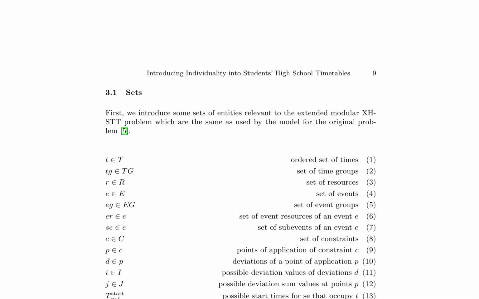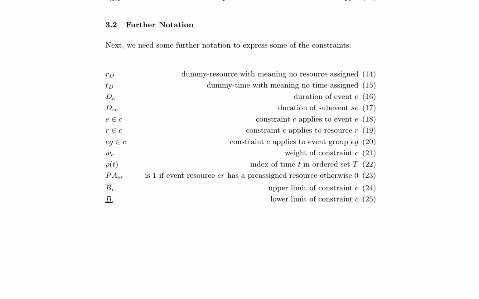The extended modular XHSTT problem introduces individuality into students' high school timetables. It involves several sets of entities, including times, time groups, resources, events, event groups, event resources, subevents, and constraints. The problem also uses various variables such as binary indicators for subevent start times, resource assignments, and deviations from constraints.